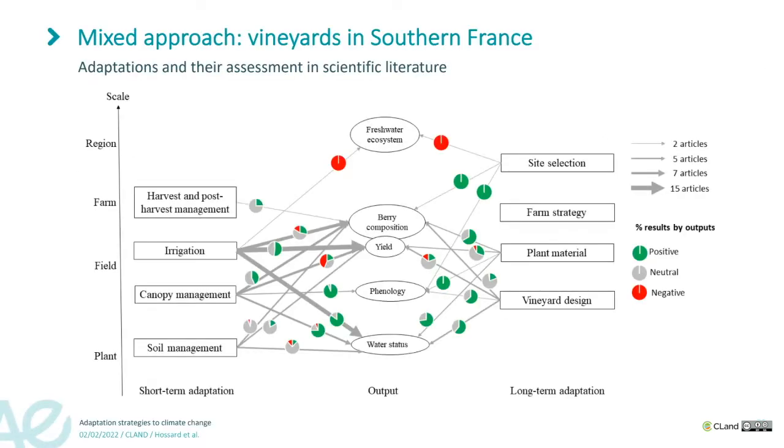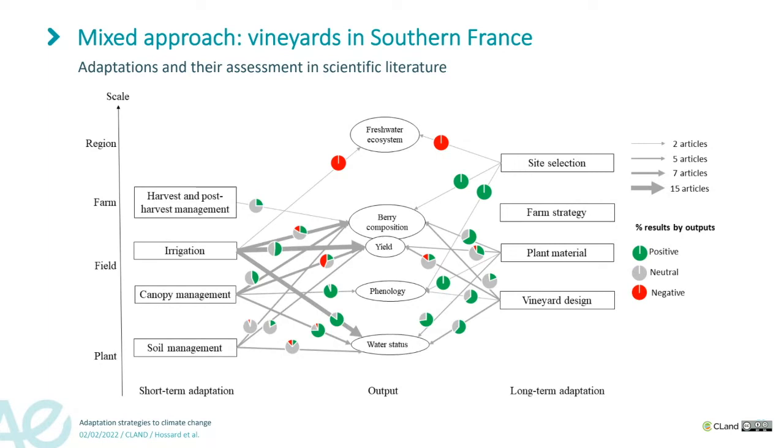So that's one result of adaptations from the literature. What Audrey did is that she wanted to highlight the impact of time and space. So you can see here that she distinguished different spatial scales, from the plant to the regions, and two types, short-term adaptations and long-term adaptations. And in the middle, you have the outputs that were used in those studies, meaning that these studies, for instance, studied the effect of changing soil management on water status. So water status was the indicator that was assessed.